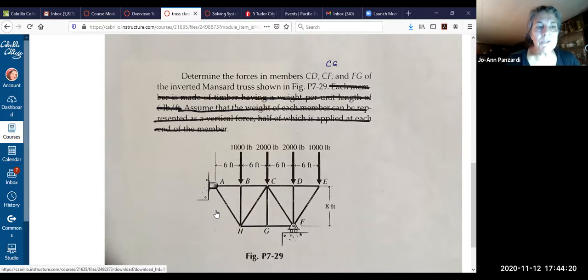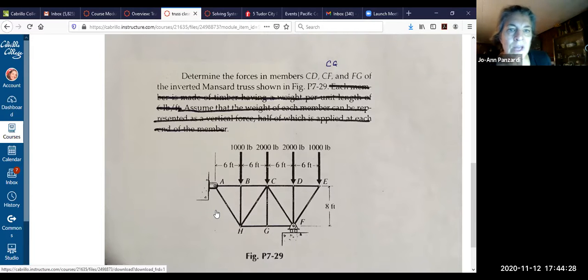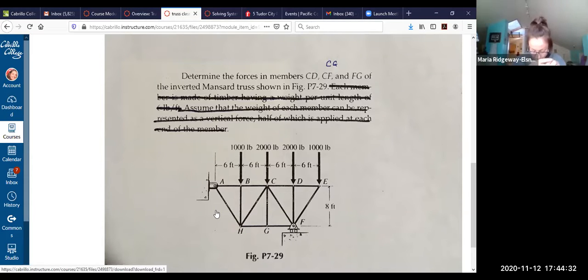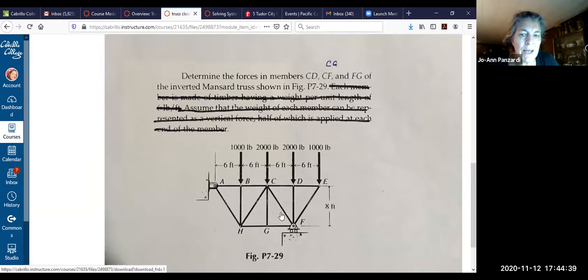Step 1 was to find the 0 force members. Step 2 was to take the whole structure away from its main supports and find the reactions at the supports. What's step 3 for the method of sections? You have to break it up so that CD, CF, and FG are external forces. Great. So I break it up right here. And how many unknowns would that give us, Maria? 3. It would give us 3 unknowns.